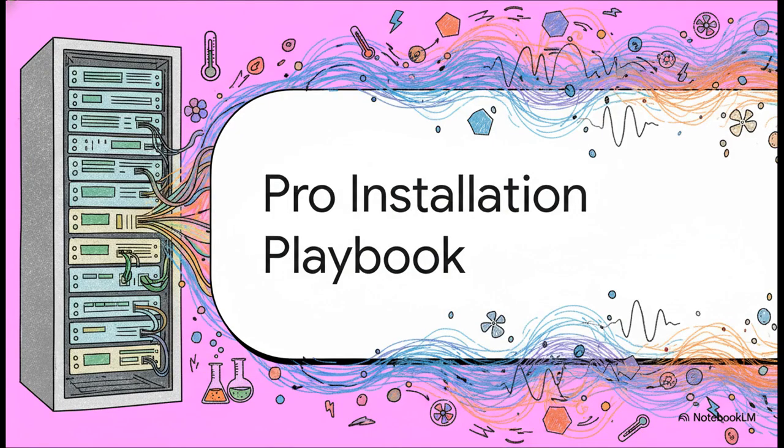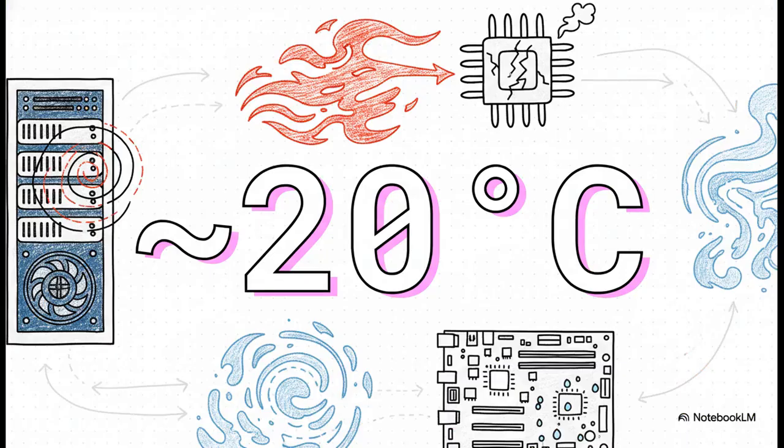But getting the hardware into the rack is only half the battle. To keep everything running smoothly, you have to create the perfect environment. And that, well, that's a science all on its own. It all starts with this number, around 20 degrees Celsius. That's the sweet spot for a server room. Too hot, and components will literally cook themselves and fail. Too cold, and you risk condensation, which is just as bad. This temperature isn't for human comfort. It is purely for the survival of the hardware.